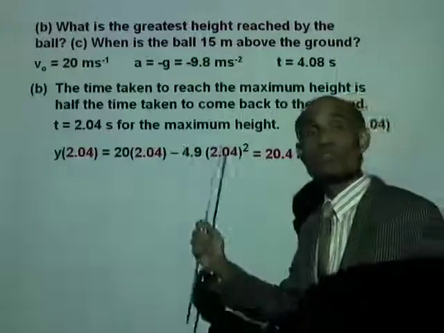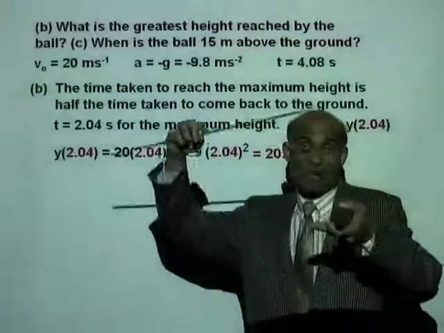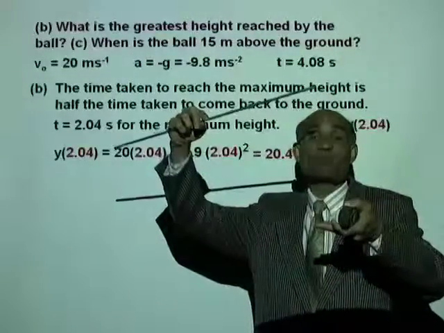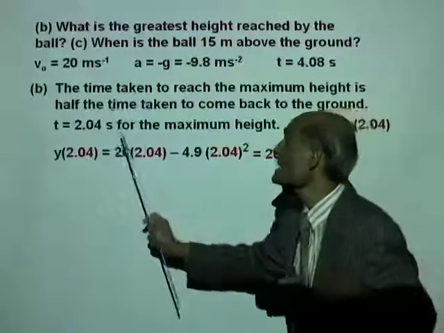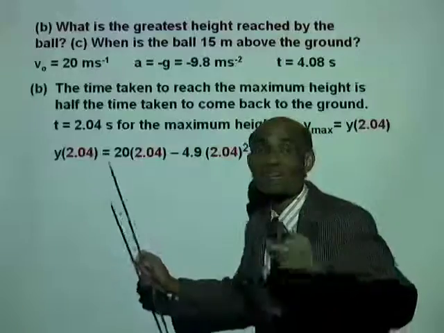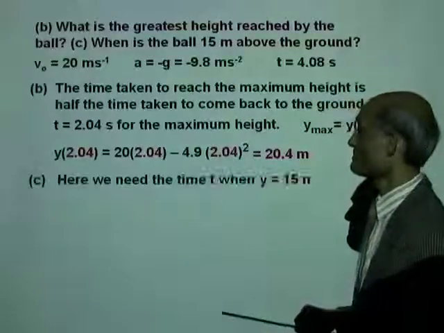I hope you understood how we solved that problem. The position of the object at the end of that 2.04 seconds can be obtained by using t equal to 2.04 seconds in the position function of the object.